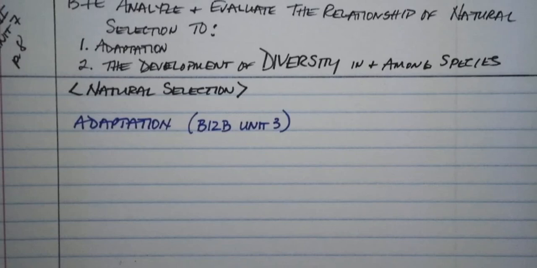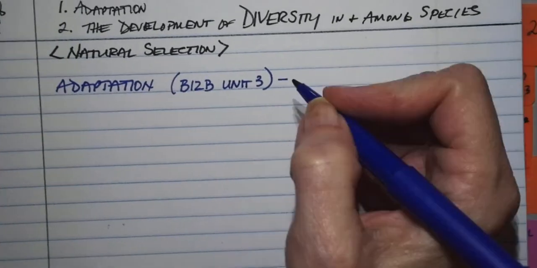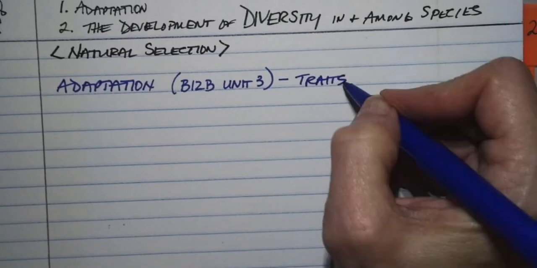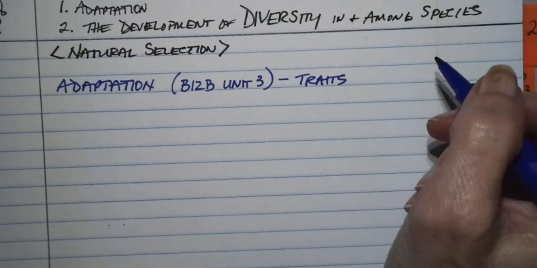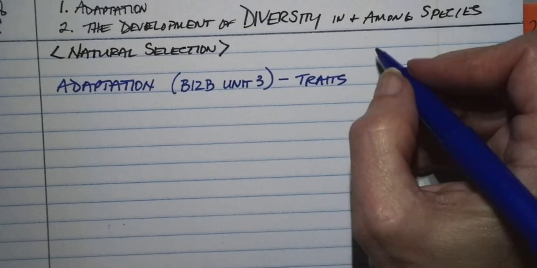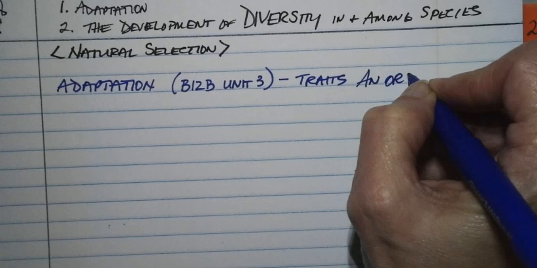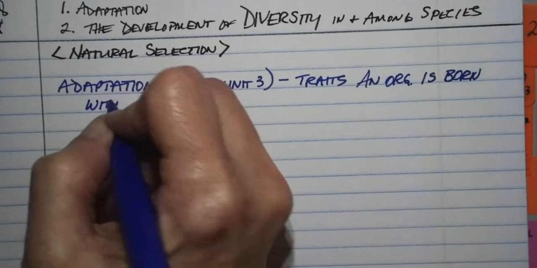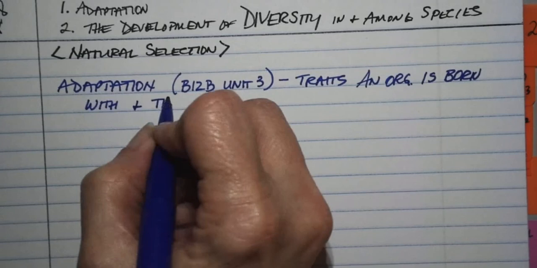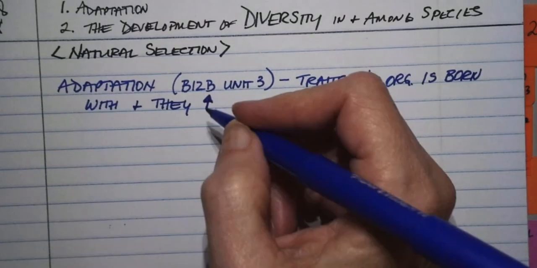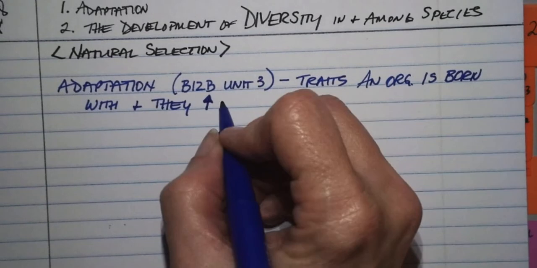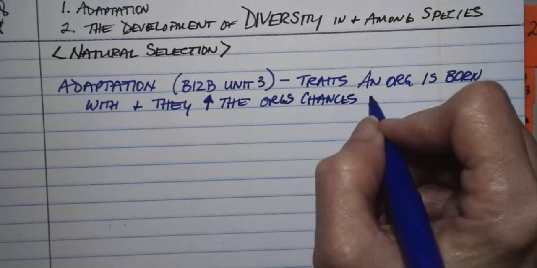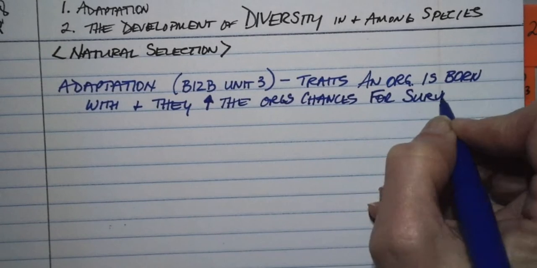So adaptations, again, are traits or characteristics. Do you guys know traits and characteristics are the same thing? If you don't know that traits and characteristics are the same thing, write characteristics in parentheses beside that. So traits are another word for characteristics. Adaptations are traits an organism is born with, and they increase the organism's chances for survival in its environment. There's no reason to have the trait if they don't increase the chances of survival in its environment.